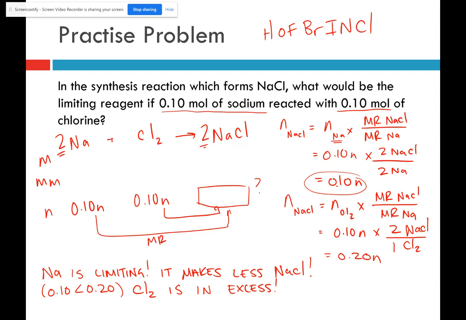Okay? So I calculated my product, how much each can make, and whatever can make less, in this case sodium, is limiting, and chlorine is going to be in excess. This is because sodium made less NaCl and chlorine made more NaCl. Okay, we're comparing the two numbers that we predicted right here.